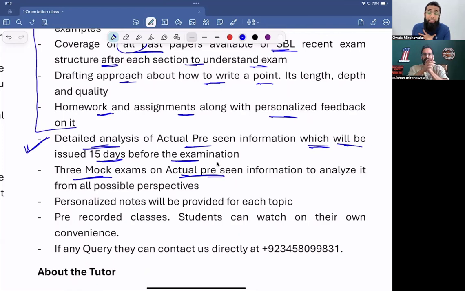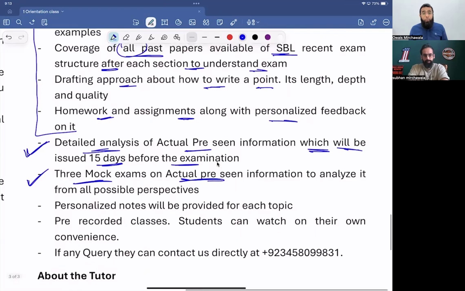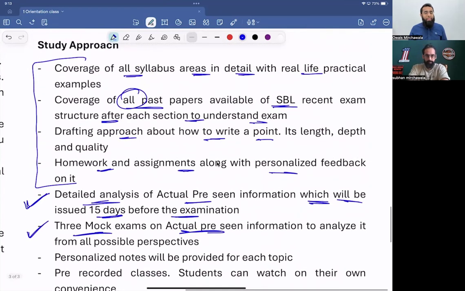Based on our experience, we develop our professional guess that the examiner can ask this thing, maybe he develops a requirement like this. And we solve those mock exams in the class. Now, these three mock exams enhance your thought process and give you an ability to understand the pre-seen from a lot of perspectives. So this regular course is like a one-stop solution.